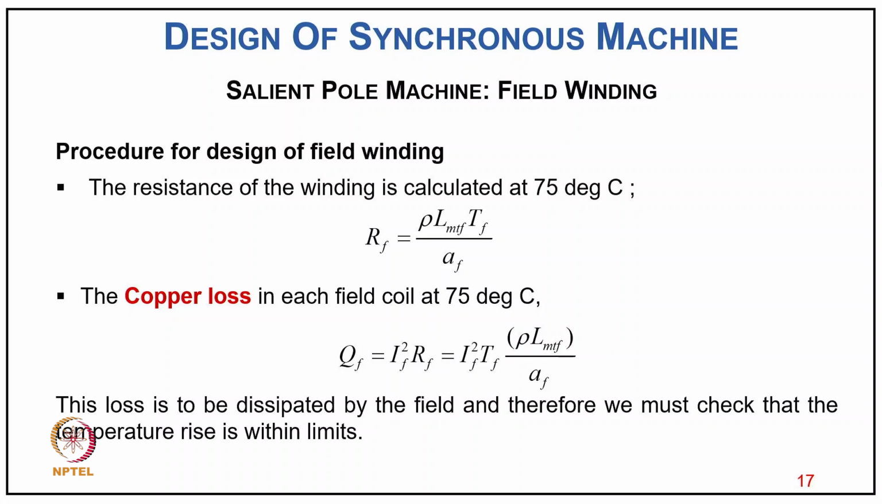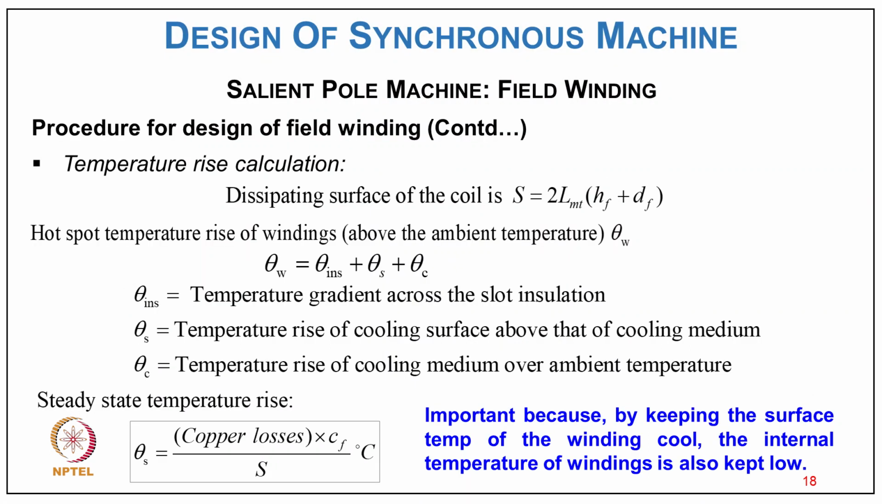So now the resistance of the field winding at 75 degrees Celsius, RF equals rho LMT TF upon AF, and the copper loss in the field winding at 75 degrees Celsius, QF equals IF square RF, or IF square TF into rho LMT upon AF. This loss is to be dissipated by the field, and therefore we must check that the temperature rise is within the limits.